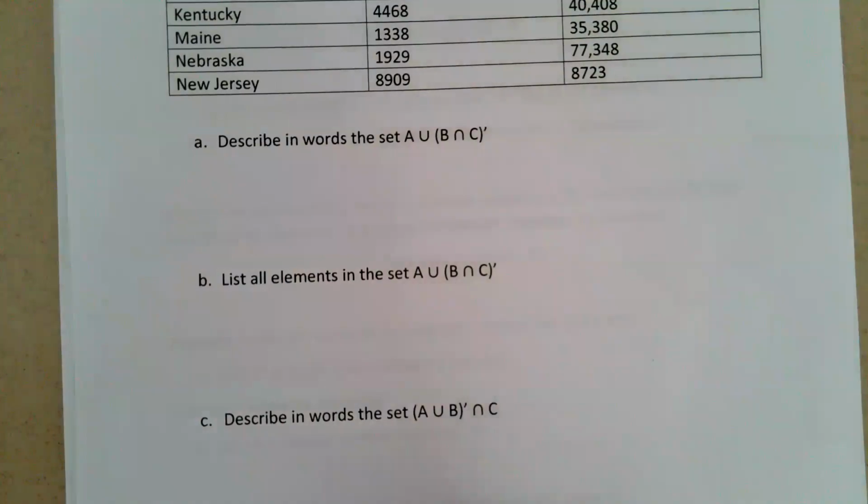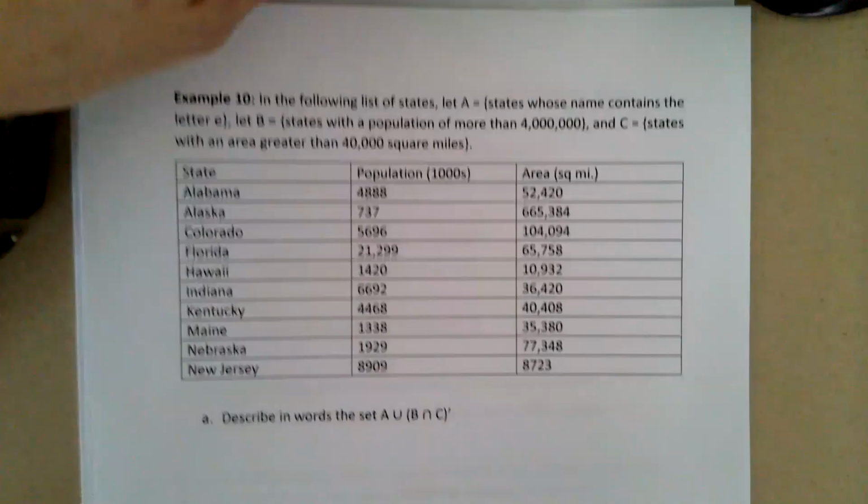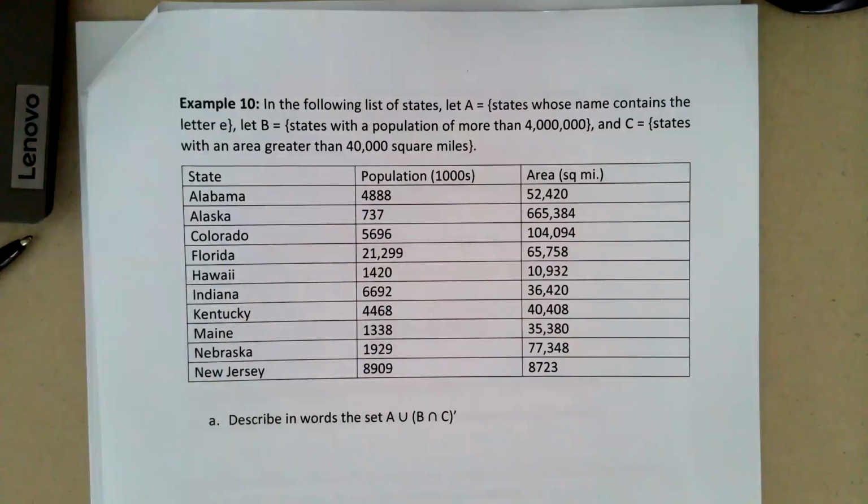Okay. Our last example. Example 10. We've got a table. We're going to do a lot of tables in these next couple of chapters. So it says, in the following list of states, let A be the states whose name contains letter E. Let B be the states with a population of more than 4 million. And C be the states with an area greater than 40,000 square miles.